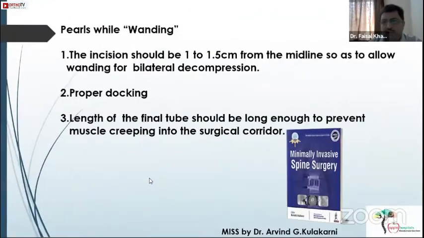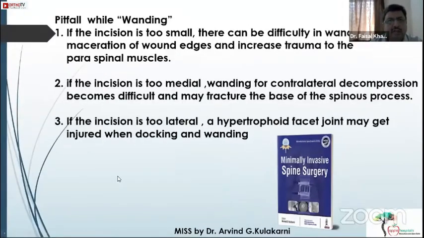A few pearls again from Dr. Arvind Kulkarni sir. He mentioned the incision should be 1 to 1.5 centimeters from the midline so as to allow winding for bilateral decompression. There should be proper docking. Third, the most important thing, the length of the final tube should be long enough to prevent muscle creeping into the surgical corridor. A few pitfalls while winding.